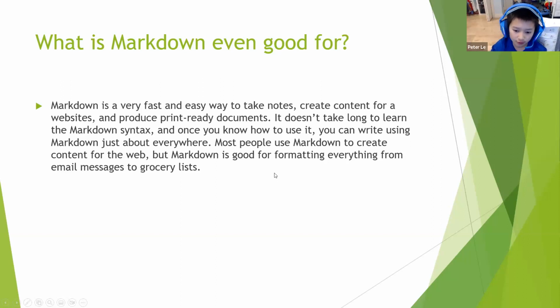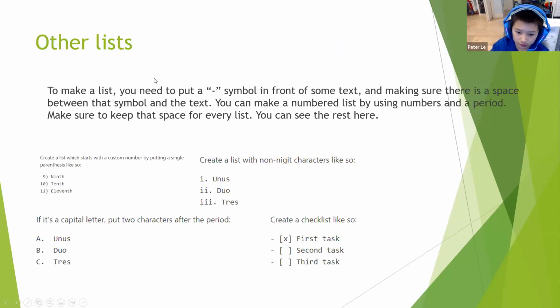Most people use Markdown to create content for the web, but Markdown is good for formatting everything from email messages to grocery lists. Remember how at the beginning I said you can put a dash symbol in front of some text, making sure there's a space, and it will make a list. You can also make numbered lists by using a number and a period. Like this, but instead of the parentheses, it's just a period. But for a numbered list, you do have to start at 1.